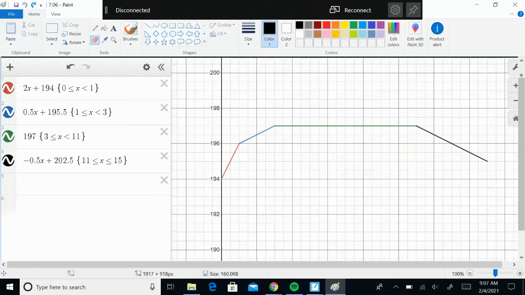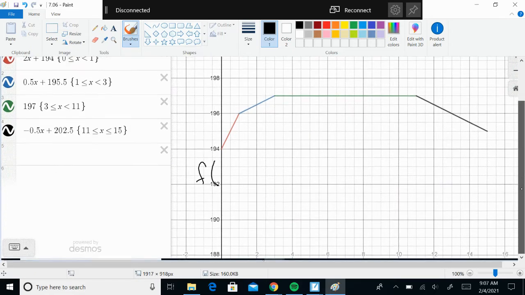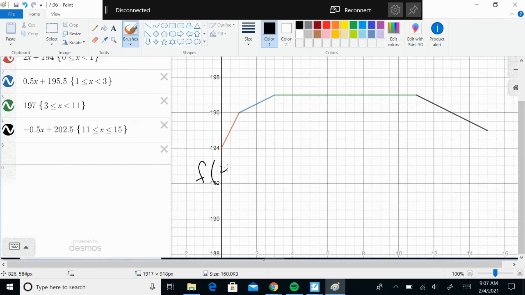Guys, I just wanted to talk to you for a minute about how to find certain values. So on your homework, you're going to be asked to find f of, let's say, 4.